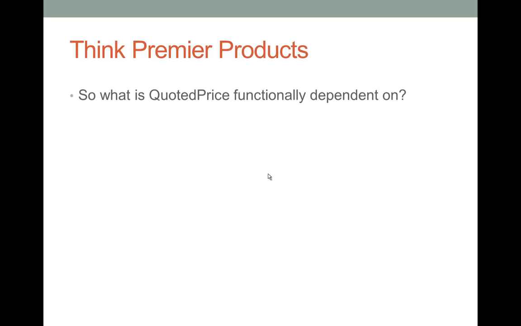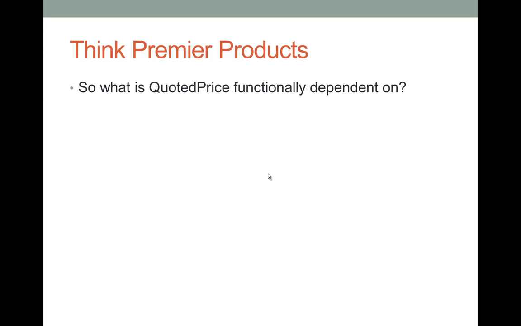Sometimes a primary key is the combination of more than one thing. So what is quoted price functionally dependent on? It's the concatenation of the order number and the part number. When you look at the order number and the part number together, the quoted price then becomes functionally dependent.